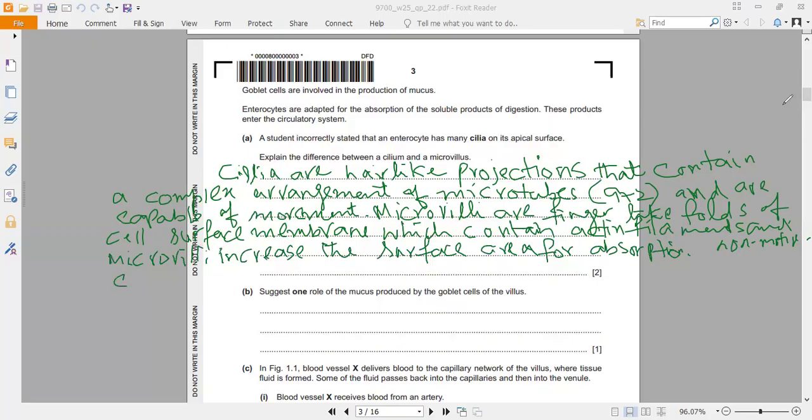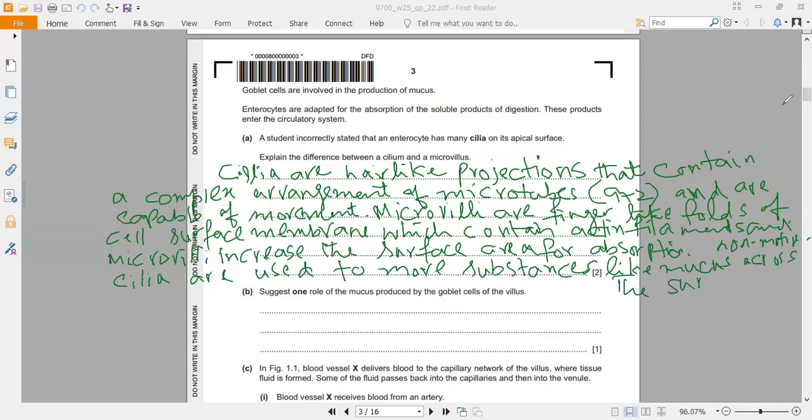Cilia are used to move substances like mucus across the surface of epithelium.